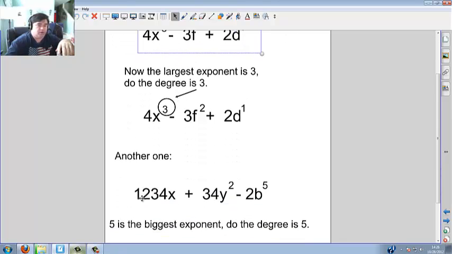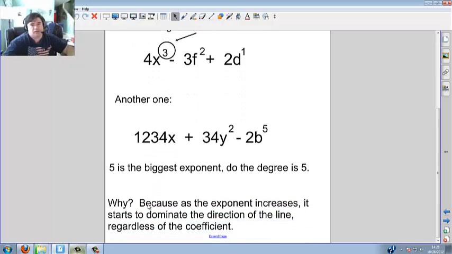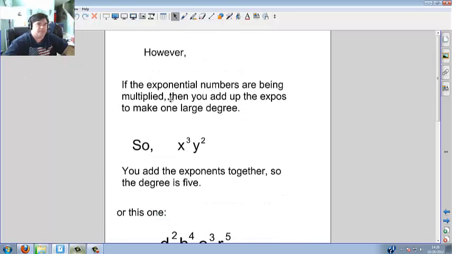Another one, 1234x, 34y squared, or negative 2b to the fifth. Now even though negative 2 is the smallest coefficient, the b to the fifth power will start to, over time, determine the look of the line. We talked about that there.